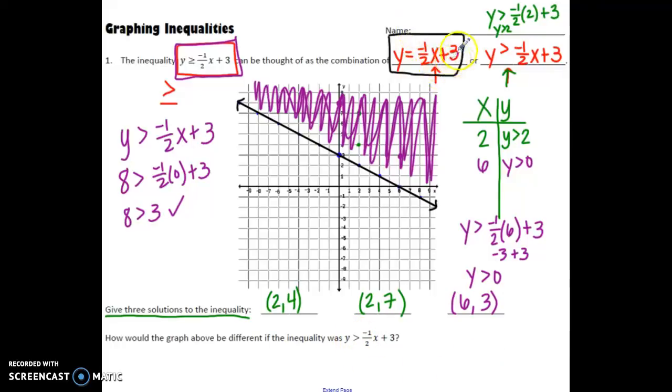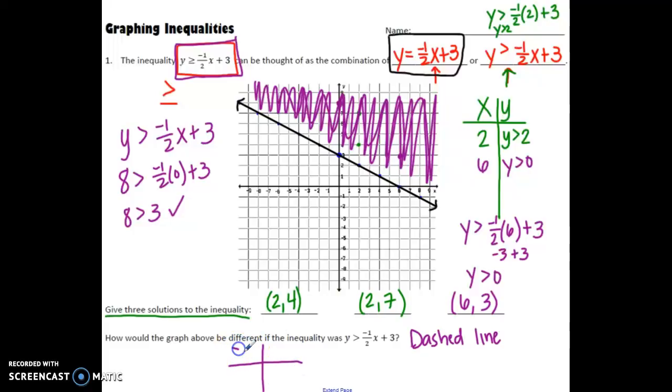Well, now the equal to part that we found up here would essentially be gone. And so these points along this line aren't going to be allowed in the solution set anymore. So what's going to change is instead of using a solid line, we're going to use a dashed line when we would graph that. So really it would look something like this, and I'll just sketch it down here.